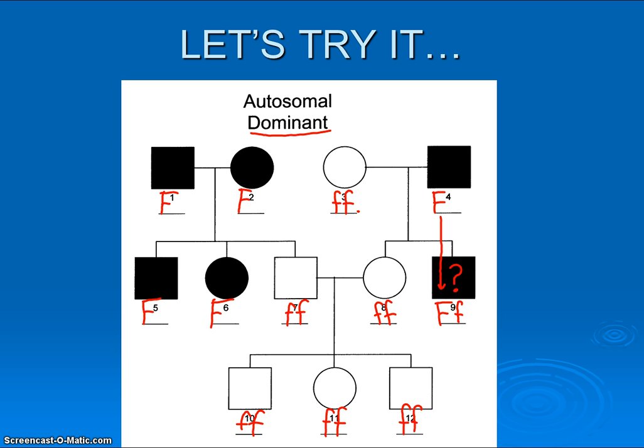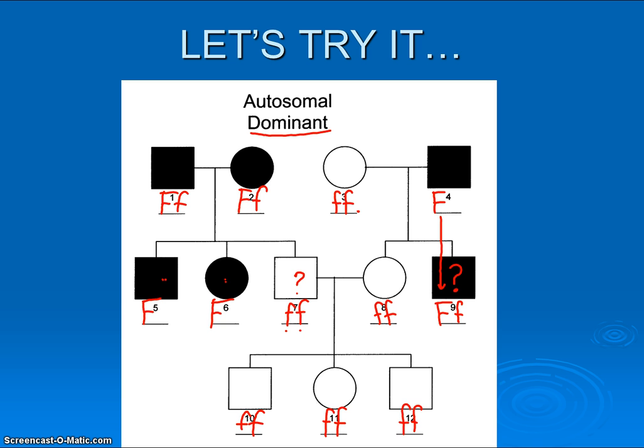Let's do the same thing over here. We know these two individuals here and here have big F's. But look at this guy, this third-born son. How did he get two little f's to show the recessive trait? Where did he get them from? Well, mom and dad, of course. So let's fill them in. Now we know they're heterozygous.